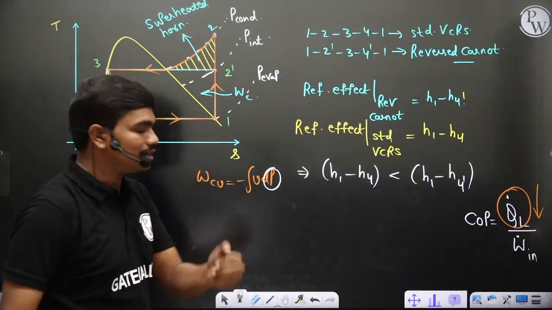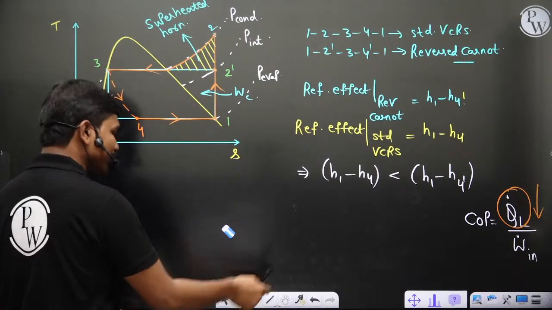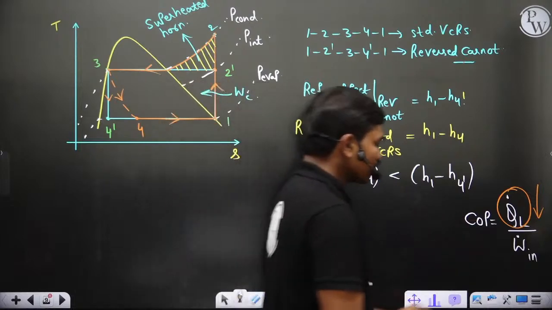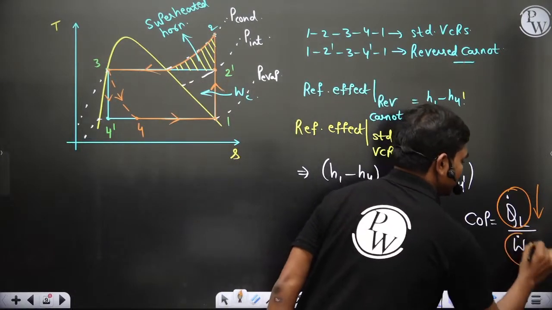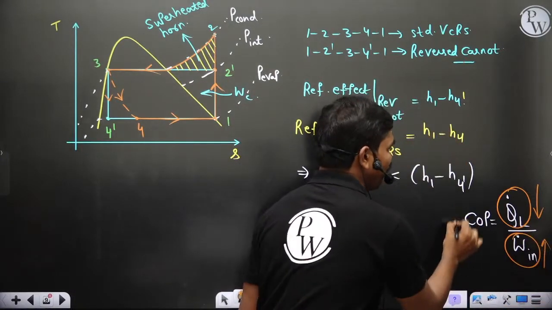So pressure difference is increasing. So definitely load on the compressor will also increase because of this. So load on the compressor is increasing clearly. This quantity is increasing, so COP will fall definitely.